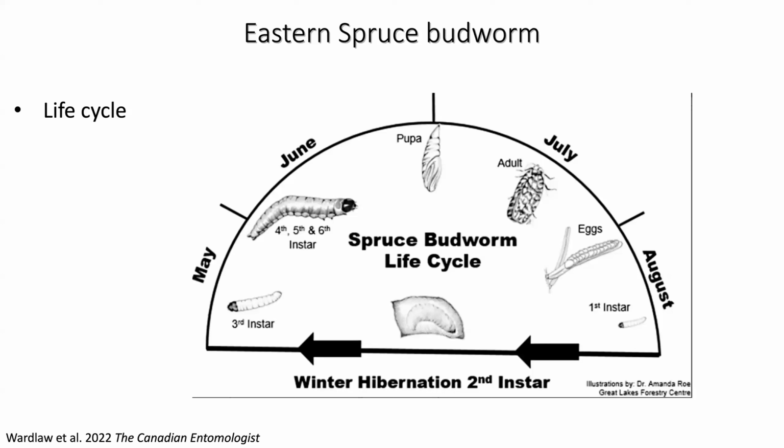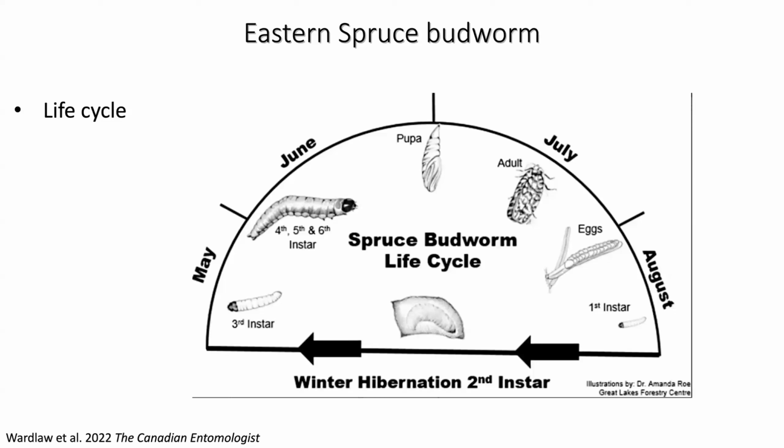So this is a moth species, Lepidoptera, and as such, it has a complex life history. In the fall, it'll hibernate throughout the winter as an L2, second instar larvae. It emerges in May, and in the June period, kind of coinciding with the bud burst of our conifer species like balsam fir and spruce species, goes through a rapid feeding and growth phase.